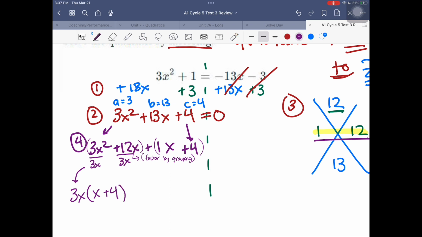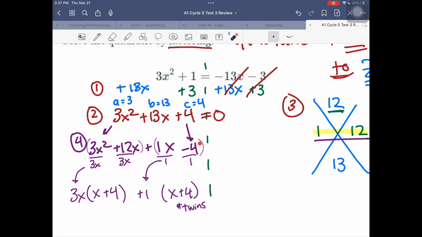Now I know the other one has to be this. In my class, we say hashtag twins. These two have to be the same, and if they're not, then we did it incorrectly. So I'm going to come over here, and I know that between these two, there is nothing in common. So the only thing I can take out is a 1. So I'm going to pull the 1 out, plus 1. 1x divided by 1 is x. Good. Negative 4 divided by 1.